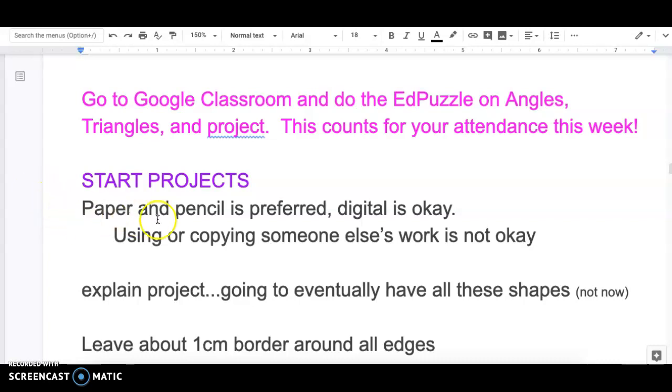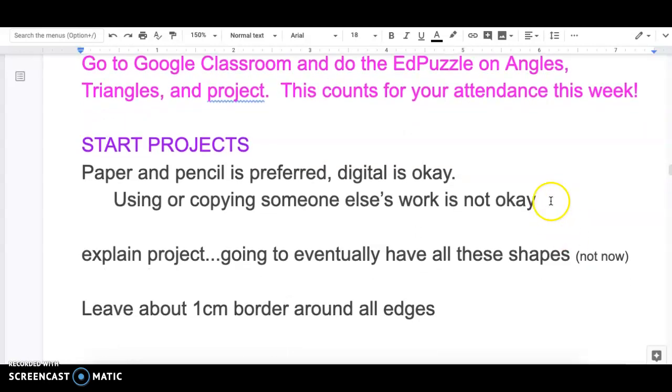You can use paper and pencil. You can do it any kind of way digitally, but make sure you're not copying someone else's work or using something that you found on the internet. And you're going to have check-ins, and I'm going to kind of write down what your drawing generally looks like so I can make sure that you're progressing and that you are actually doing your own work.